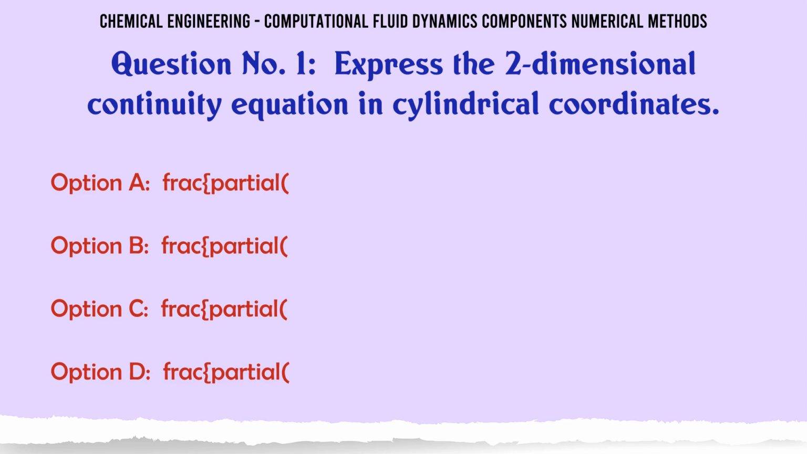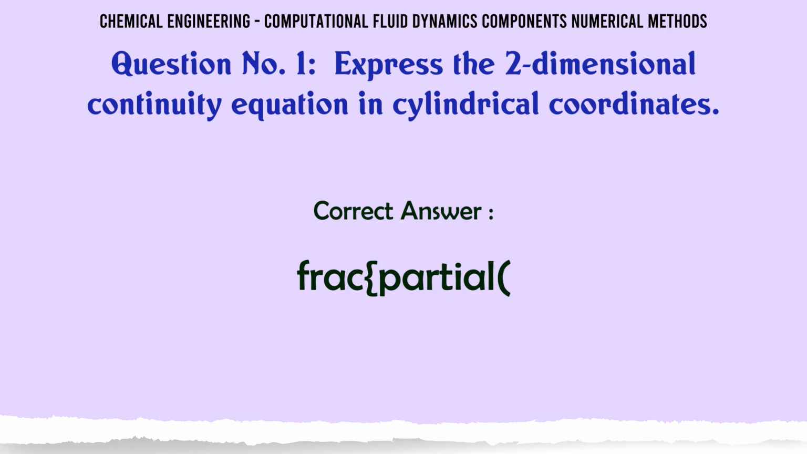D. ∂(ρv_r)/∂r + (1/r)∂(ρv_θ)/∂θ + ρv_r/r + ∂ρ/∂t = 0. The correct answer is ∂(ρv_r)/∂r + (1/r)∂(ρv_θ)/∂θ + ρv_r/r + ∂ρ/∂t = 0.